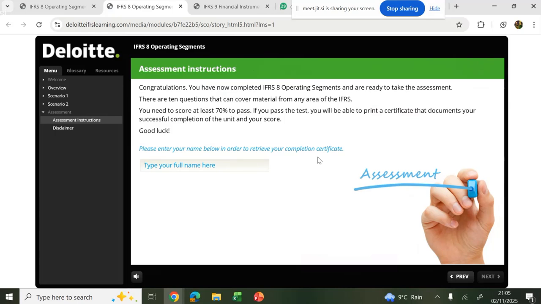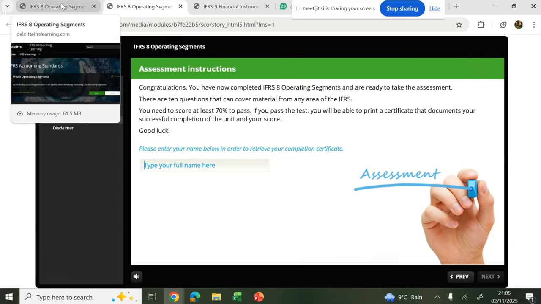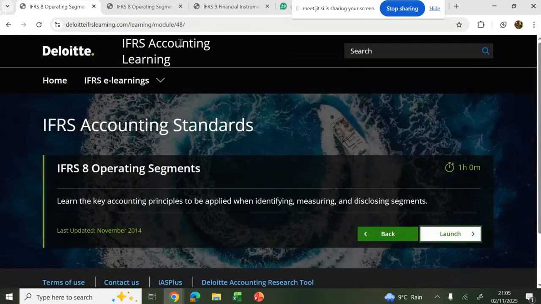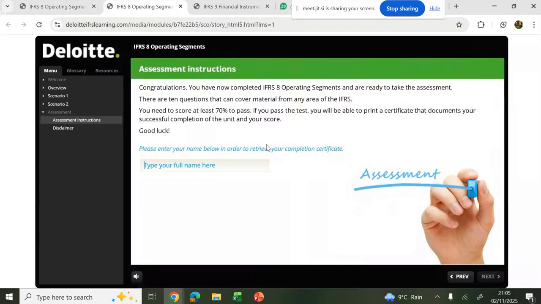Once you put your name here and click on next, you'll be able to start the assessment. If you don't score up to 70%, you will not pass, and you'll not be given the certificate. But once you score 70 and above, they will award you a certificate, and that certificate is actually issued by Deloitte, and it will say you have completed this. So you have almost all the IFRS standards there that you can go ahead and complete. But because you have done IFRS 8, I feel like it's a way for you to show why you have been involved in this training.